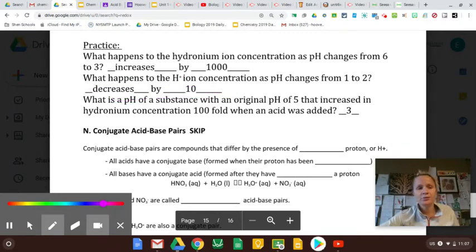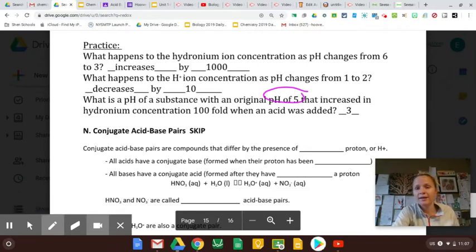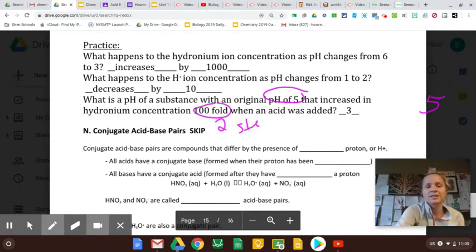Okay, and final question. What is the pH of a substance with an original pH of 5 that has increased in hydronium ion concentration 100-fold when acid is added? Now they're not telling me what happens when you go from 5 to 7 or 5 to 3. They want me to figure it out. So I'm like, okay, 100-fold, that's 10 times 10. That sounds like 2 steps on the pH scale. So there's kind of 2 parts. How many steps on the pH scale is how many times 10s? And then am I getting more acidic or less acidic? So how many steps and in which direction?